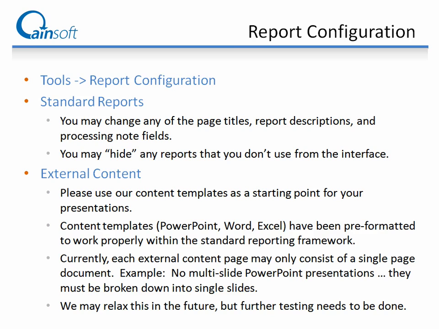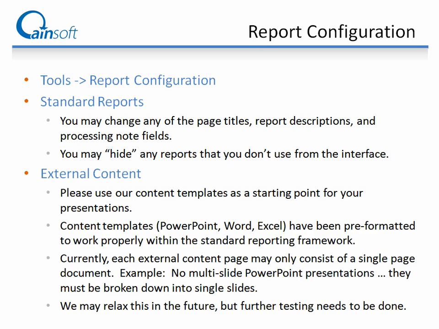Currently, each external content page may only consist of a single page document. For example, if you've got a PowerPoint presentation that contains 20 slides, you're going to need to break that down into 20 individual pages as opposed to linking in a 20-page presentation.